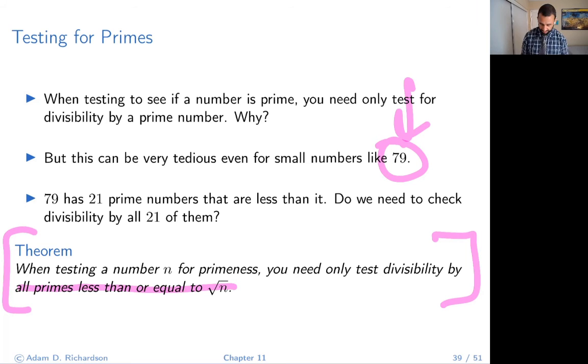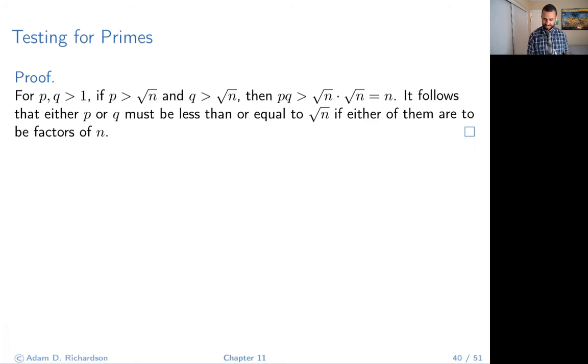But again, do you believe me? Why does that work? You shouldn't believe me. We should prove it. What we're saying is you only have to test up to the square root of that number, and let's see why. The proof is actually quite quick. It's like one line, but it's conceptually deep, so you have to really ponder what it means.